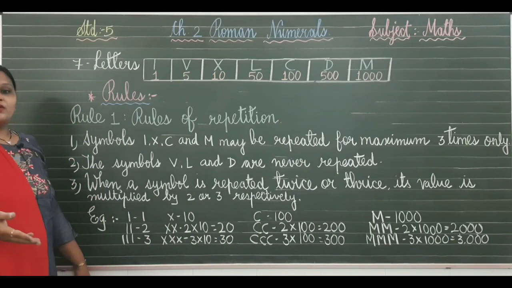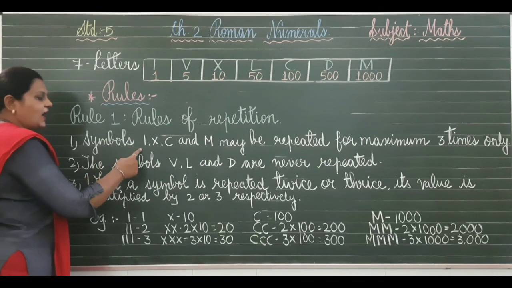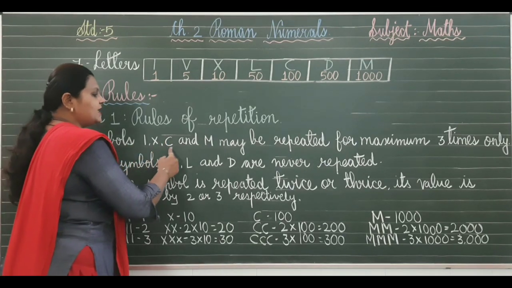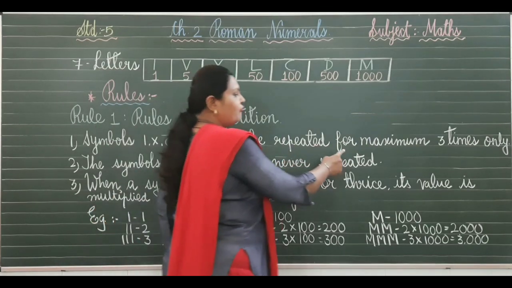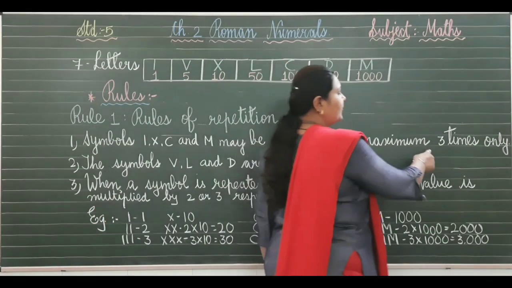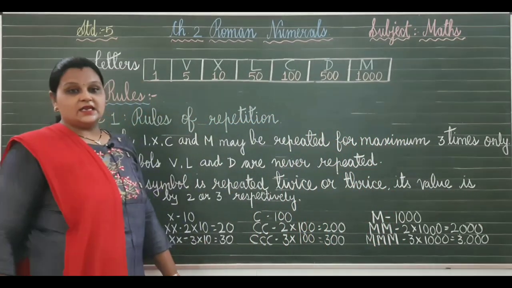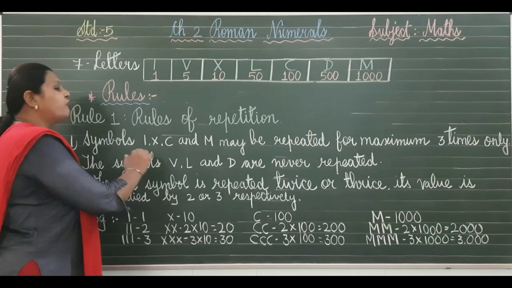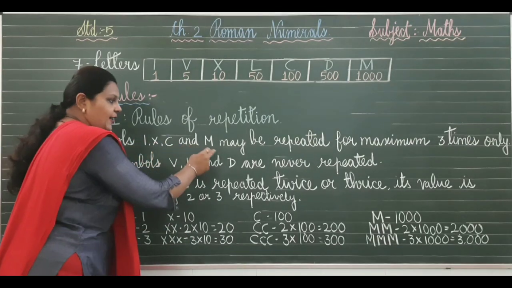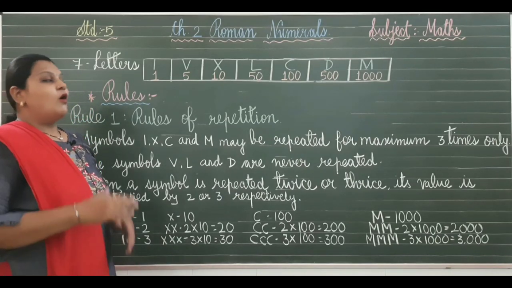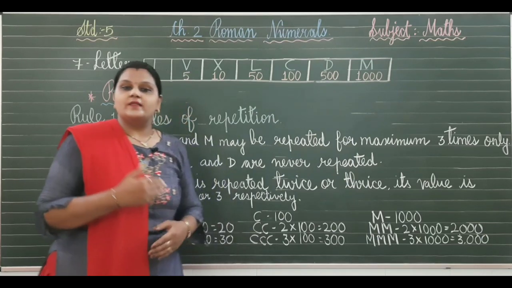Now what is the rule for repetition? First, symbols I, X, C and M may be repeated for maximum 3 times only. Means when you are writing Roman numbers, these 4 letters, that is I, X, C and M, you can repeat only 3 times, not more than that.